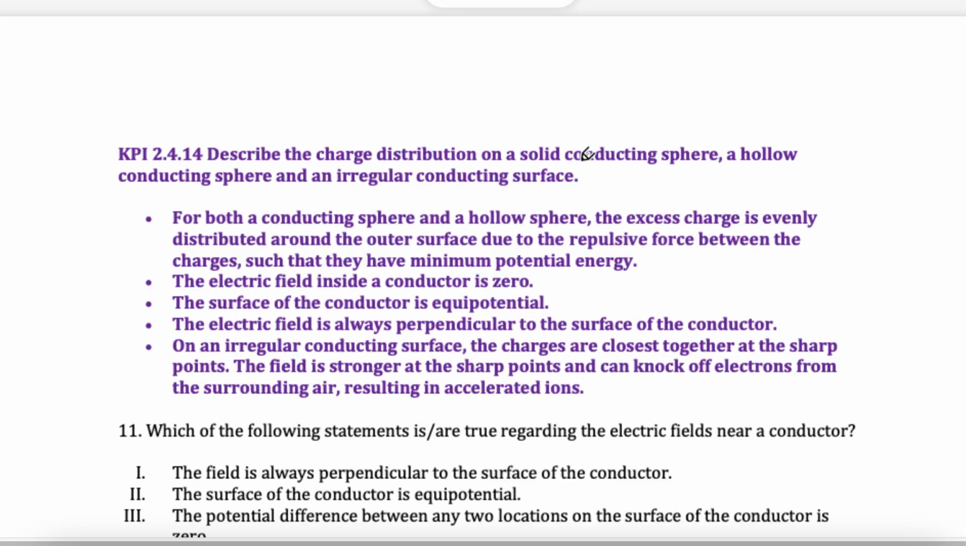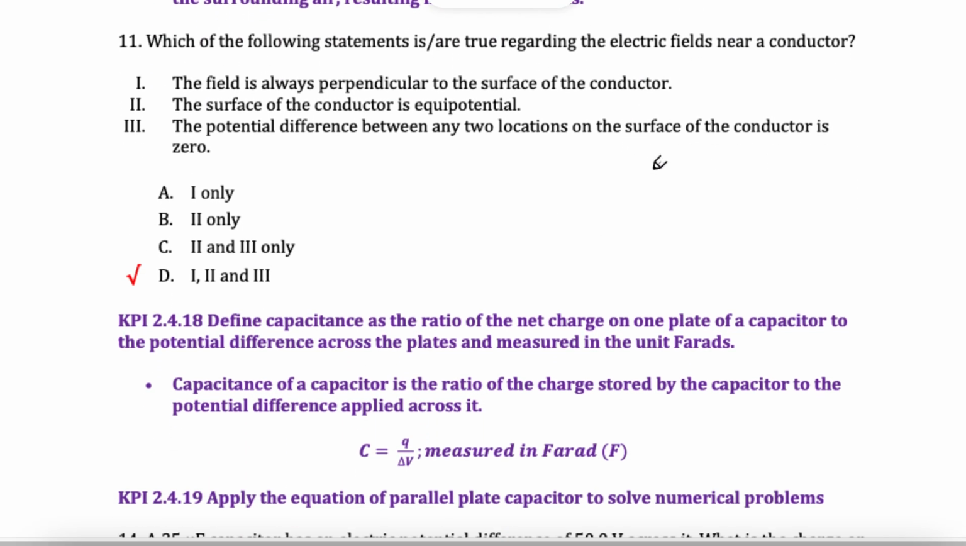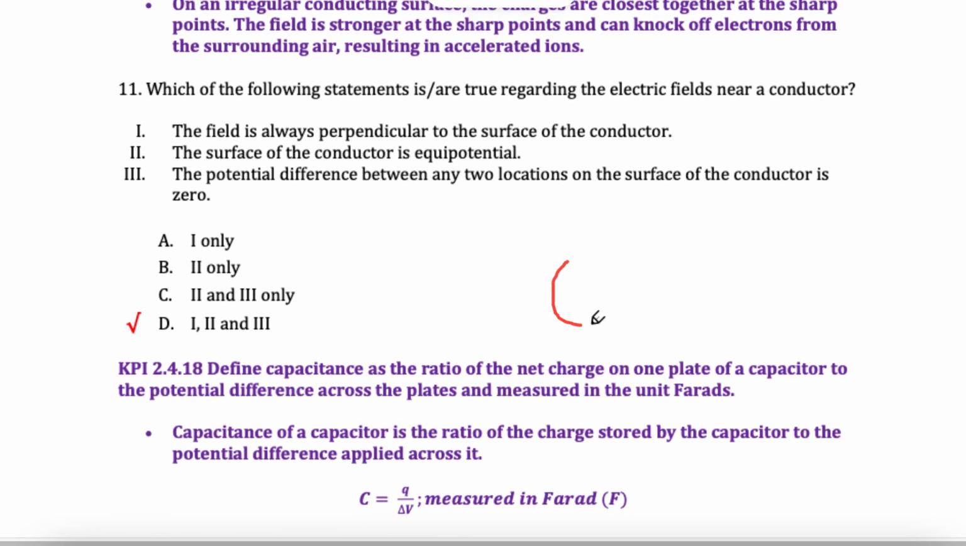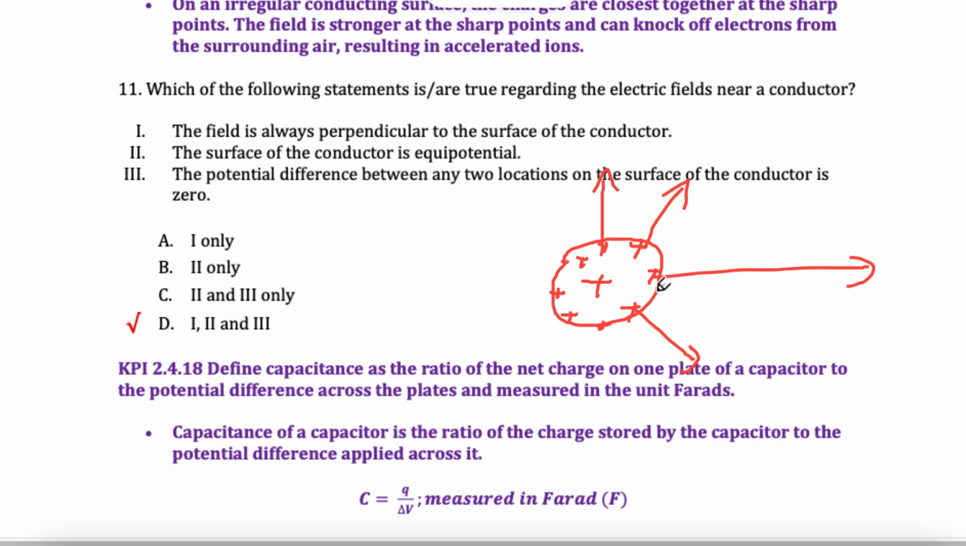Very good. And last page, the final thing, which is true about the fields near a conductor. If I have a positively charged conductor, that means I have positive charges all the way around this plate. The field line, remember, goes out in all directions, and no matter what direction it's coming out, it's perpendicular to the surface. That's 90 degrees. It is always perpendicular to the surface, true.